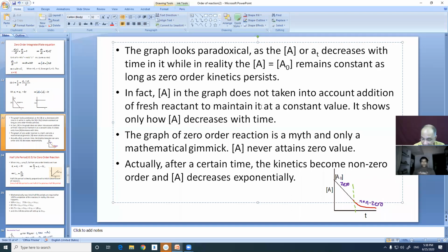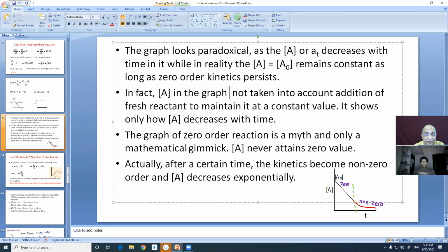the addition of fresh reactant to maintain it at a constant value. It shows only how A decreases with time. That graph is a linear graph. The graph of zero order reaction is a myth and only a mathematical gimmick. A never attains zero value. Actually, after some time, the kinetics becomes non-zero and the A concentration decreases exponentially as a never-ending business.